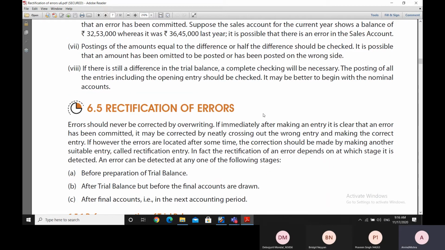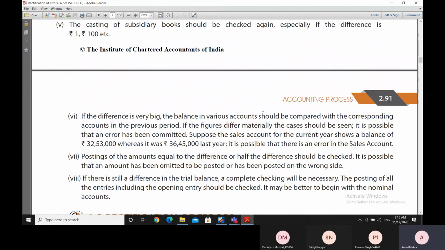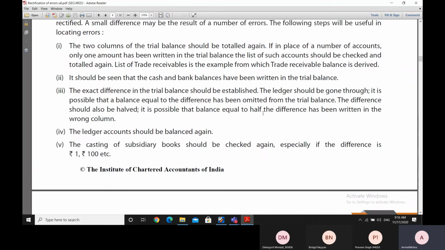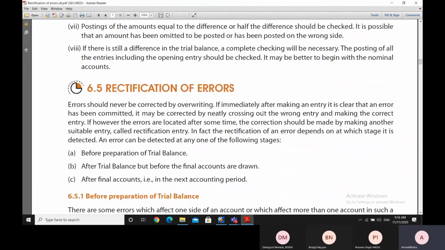Now we come to the rectification of errors. We have already identified the errors. We have also seen the steps to locate those errors. And then, having located the errors, how do we go about doing the rectification of the errors? That is the main topic here.